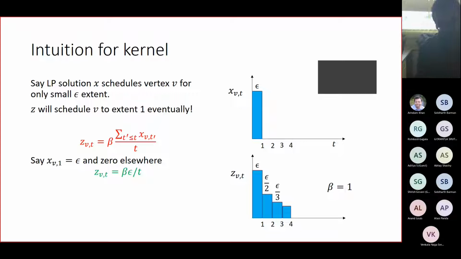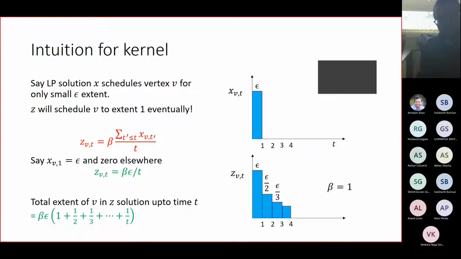So z looks like this harmonic series, and you know that the harmonic sum diverges. In particular, the total extent of v in the z solution up to time t looks something like beta epsilon times log t, and that diverges. So eventually it will become 1. That's kind of why this kernel is good. Any questions about this? Because this is the intuition about what's going on. Essentially, it's making the total load up to time t as log t times whatever x was doing.